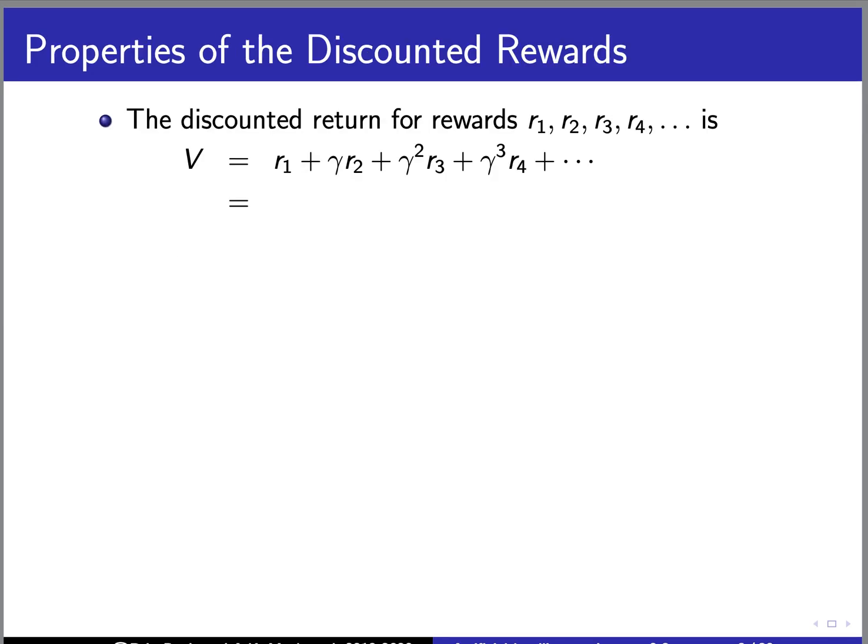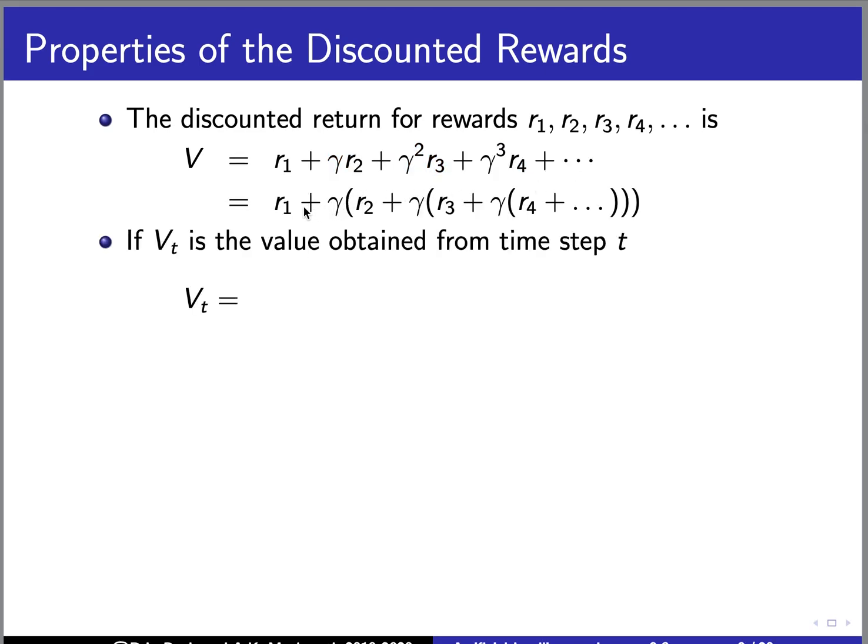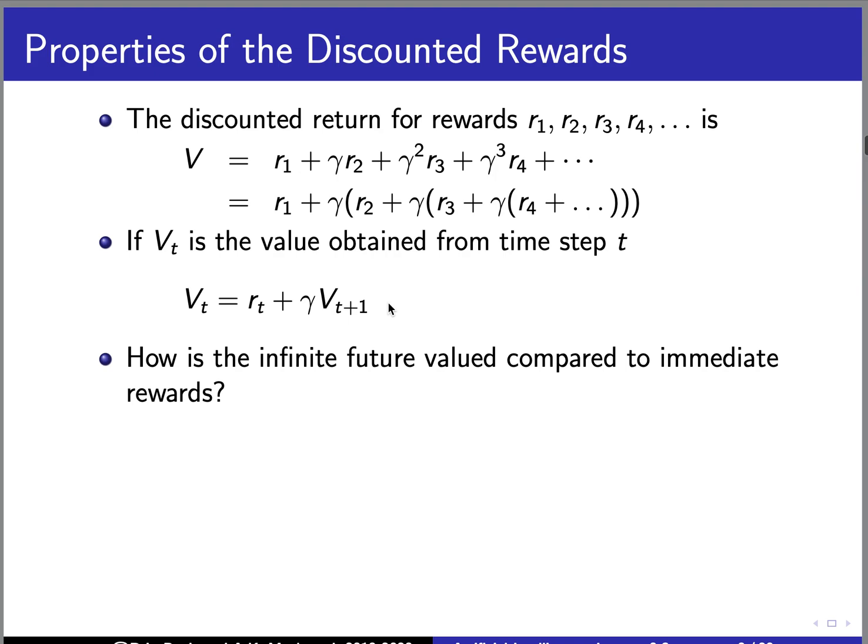Okay, so this discounted reward we can write as V is equal to R1 plus gamma of R2 plus gamma of R3. And what I can do is pull the gamma out of this. All of these on the right-hand side contain gamma, so I can pull it out. So that's R1 plus gamma of R2 plus, and notice this formula is exactly the same form as the one above it. So if V of t is the value obtained from step t, we find that V of t is the reward at time t plus gamma times V of t plus 1. So this is the property of our discounted reward, okay?